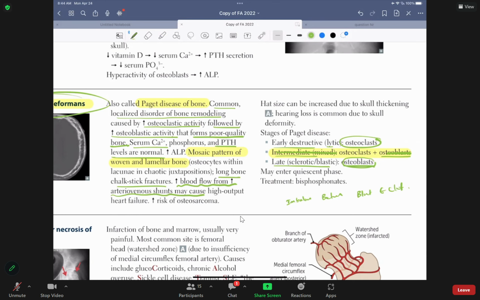Preload is super high. When the preload is super high, your heart works so much to keep up with it. What we call high output. Eventually, that heart fails, right? We talked about pre-disease. Any disease that has AV fistula should have high output heart failure. Okay, and that increases risk of osteosarcoma. Symptoms: deafness due to skull thickening, hearing loss, all these things are there.